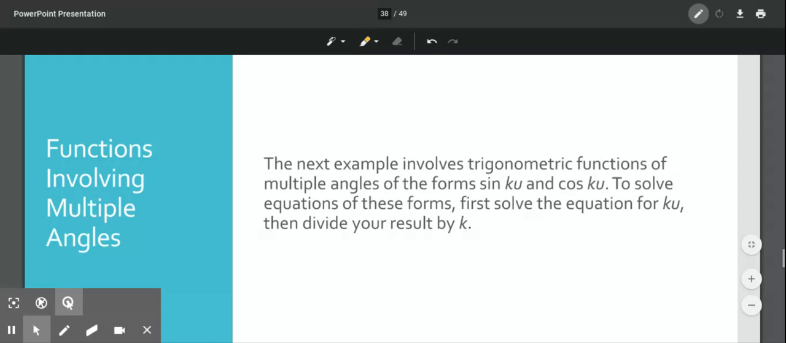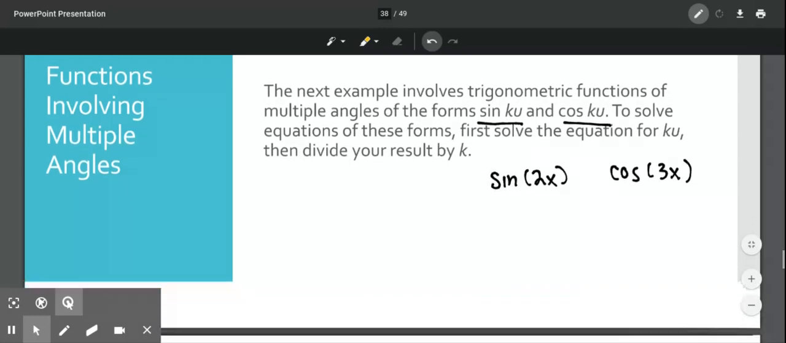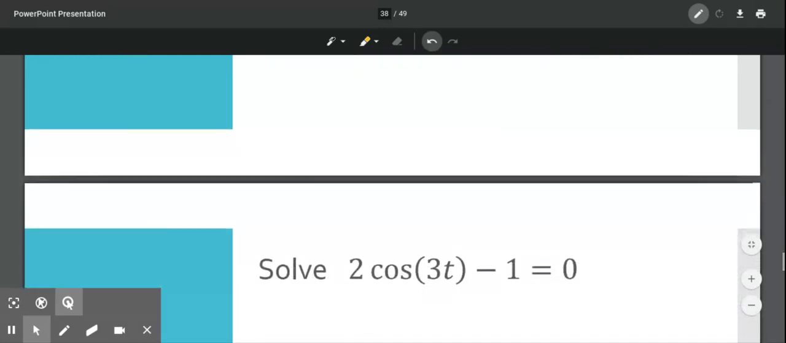So this next example is when we have multiple angles. And so what you'll notice in this next example is our functions, the sine or the cosine, won't just be x. This will mean we have like a sine of 2x, or we'll have a cosine of 3x, and we'll have to work on solving that, isolating the trig function first, and then using some inverse trig that we've worked on earlier in the year.